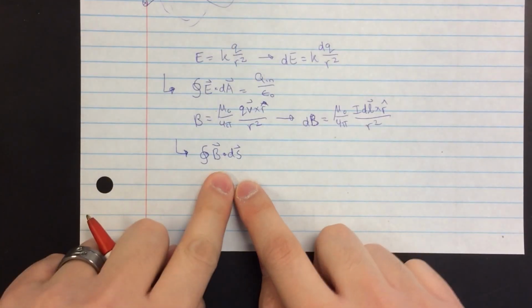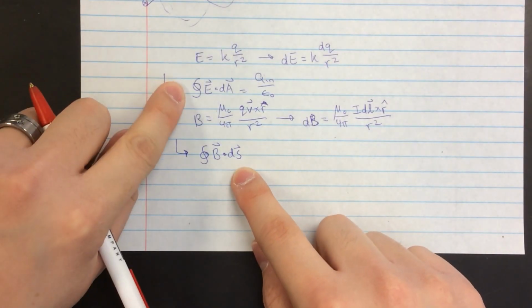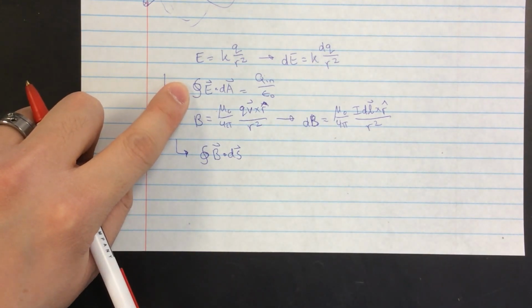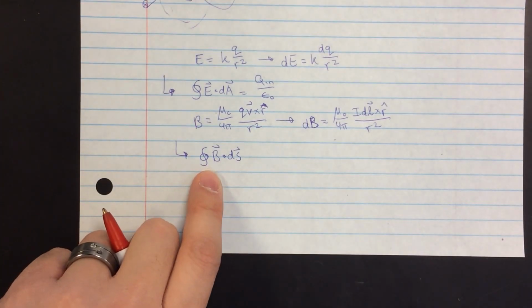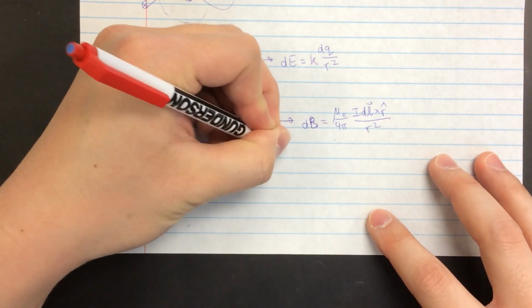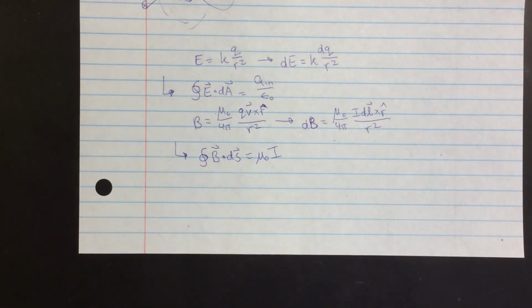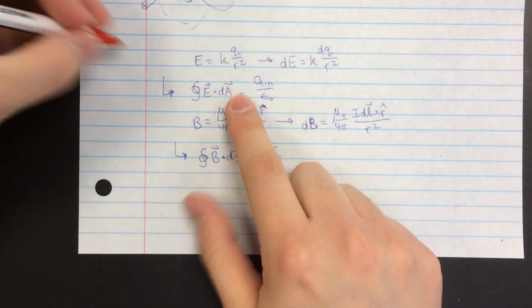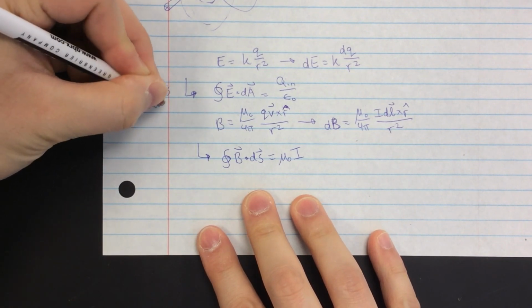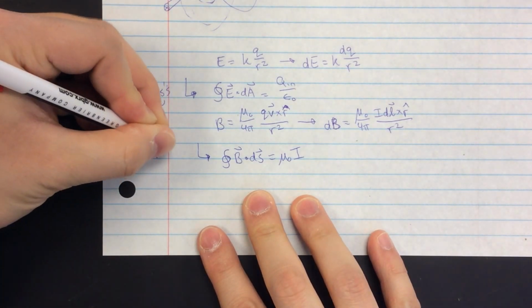then now we do a line integral instead of a surface integral. This is looking at adding up all the flux through a surface. This is looking at all the magnetic field along a line as related to the current going through it. Okay, so this is Gauss's law. This is Ampere's law.